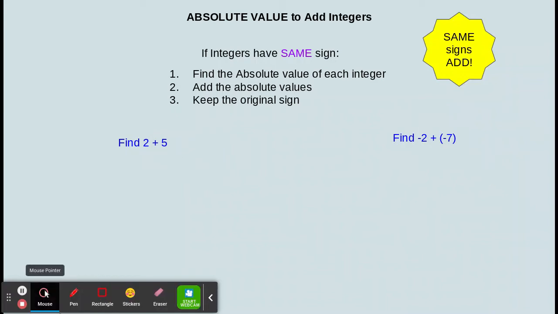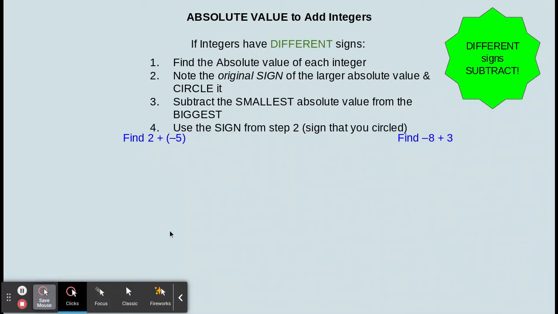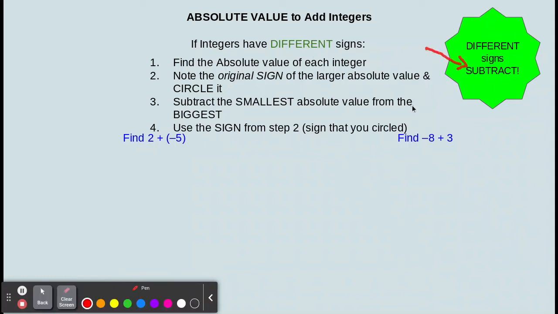Okay. The other situation we have then is when our integers have different signs. So in this case here, we have a positive 2 plus a negative 5. Okay, so the first thing we know is that when we have different signs, we're going to want to subtract. Remember, same signs add, different signs subtract. So the first step is to find the absolute value of each integer. Okay, absolute value of 2 is 2. Absolute value of negative 5 is 5.